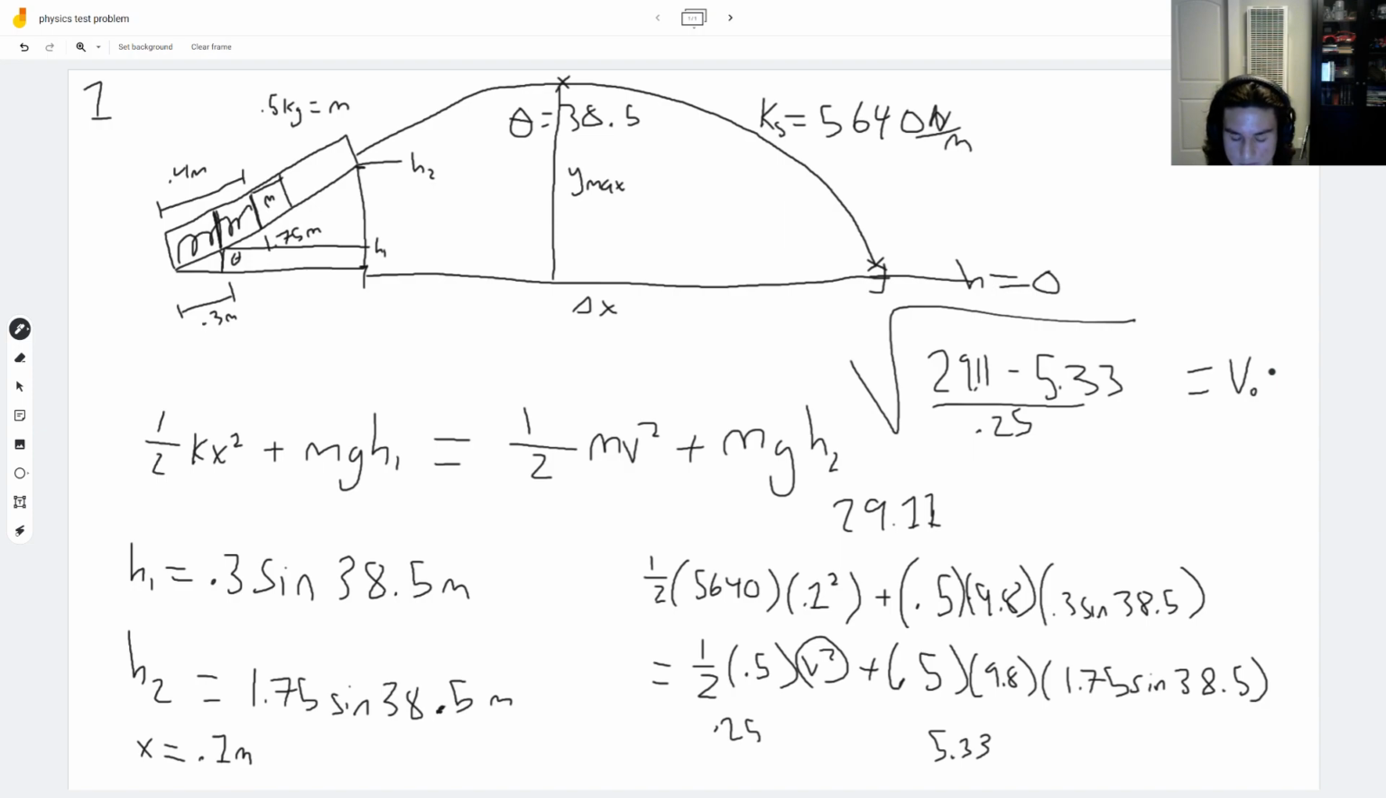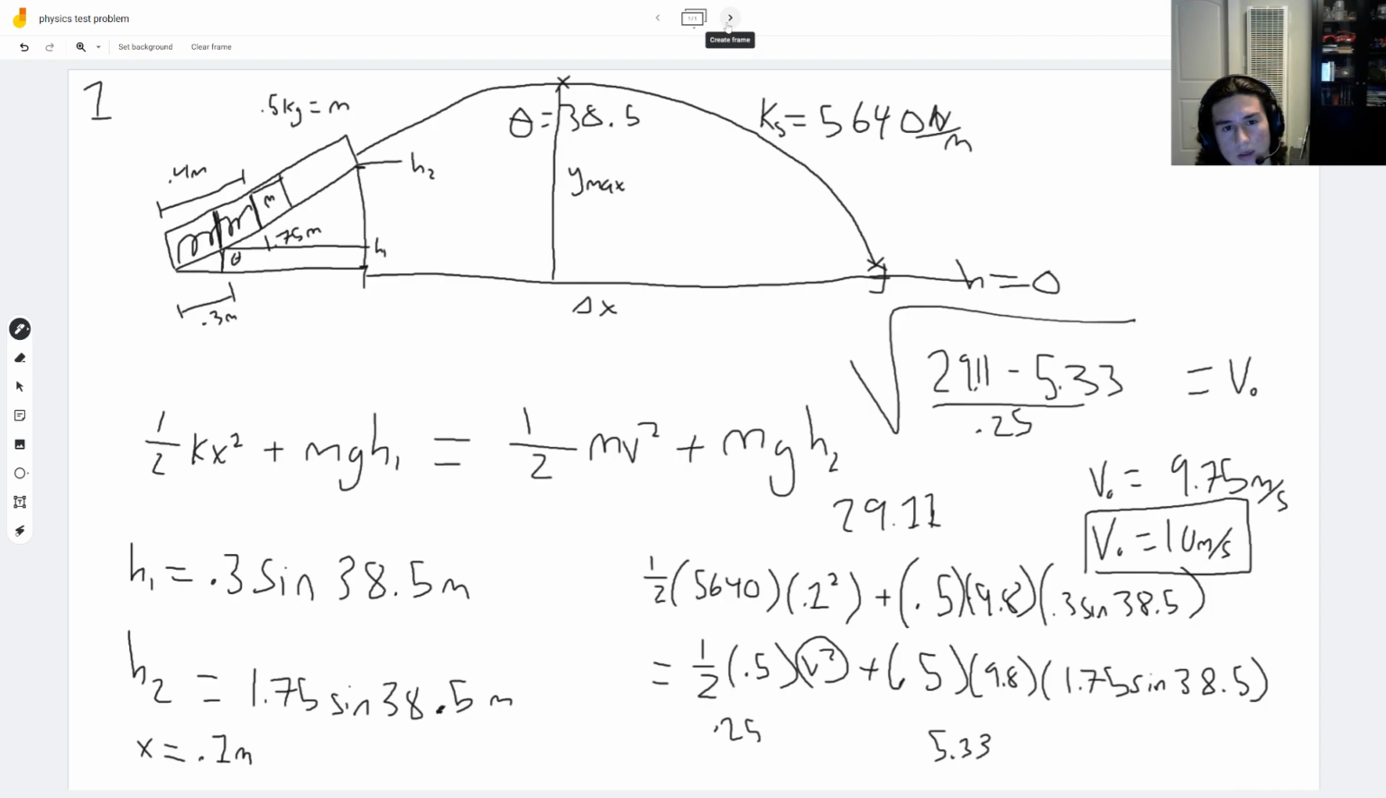So if I take the square root of 29.11 minus 5.33, and then divide it by 0.25, we're going to get a value of velocity initial of 9.75 meters per second. So this is slightly different than what I got on the test. But of course I'm rounding the numbers heavily, so it's going to be slightly different than the test answer. Honestly, for simplicity, I'm going to just say the velocity is 10 meters per second, just to not have to deal with all those decimals and stuff. That'll lead to more errors in future calculations.